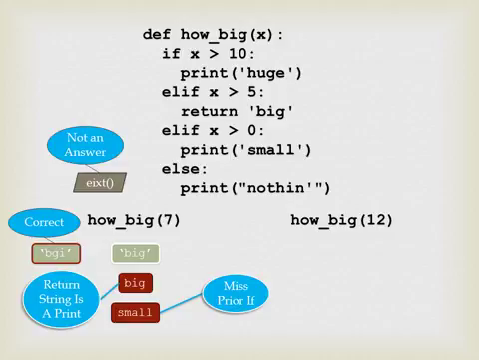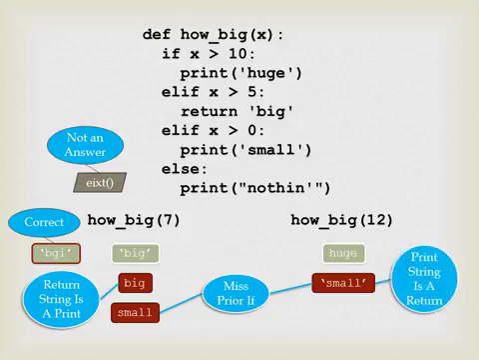Turning to the second assessment, how big is 12, its correct answer is "huge" without quotes. A known wrong answer for this one is "small" with quotes. This one is actually a demonstration of two misunderstandings, "miss prior if" and "print string is a return." This latter misunderstanding is a reverse of our first misunderstanding. Here a student believes printing a string is like the outer function returning it. A final known wrong answer is "error." This one actually has no labels because it's not clear what the student was misunderstanding to get to this answer.